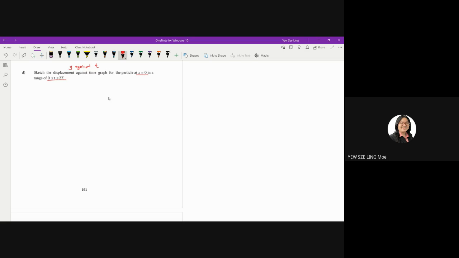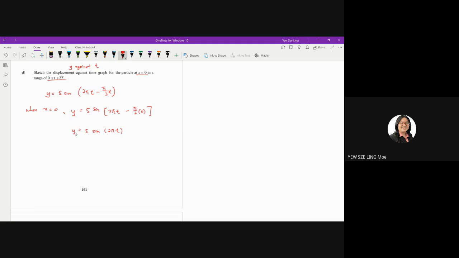So the first thing that you need to do, now you have the equation again: y equals 5 sine (2 pi t minus pi over 2 x). So what are you going to do now when x equals 0? Of course you substitute it into the equation. So y equals 5 sine (2 pi t minus pi over 2 times 0). So you have the equation y equals 5 sine 2 pi t.